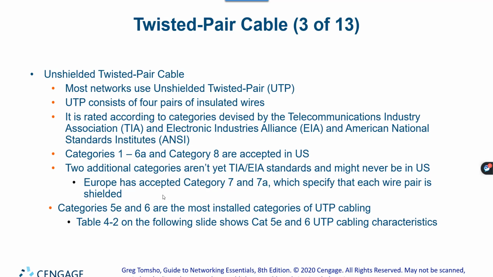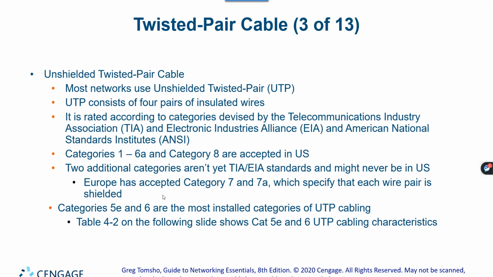Unshielded twisted pair consists of 4 pairs of insulated wires. 4 pairs means 8 wires, right? It's rated according to categories devised by the EIA-TIA and ANSI. So these are standards organizations. We have categories 1 through 6A and category 8 in the U.S. Other countries, we might have other categories that we use. But you'll see 1 through 6A and category 8.